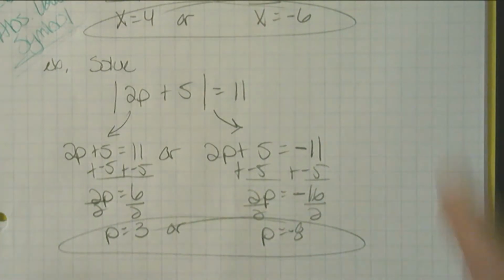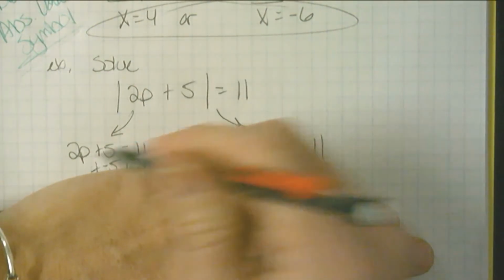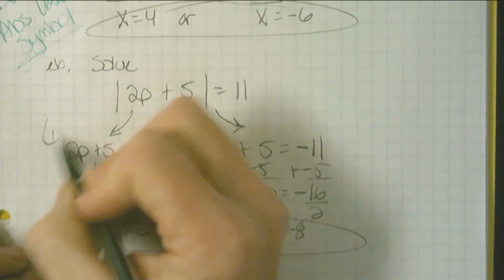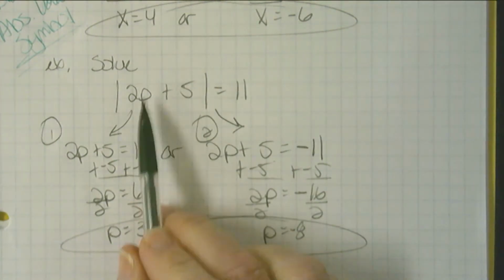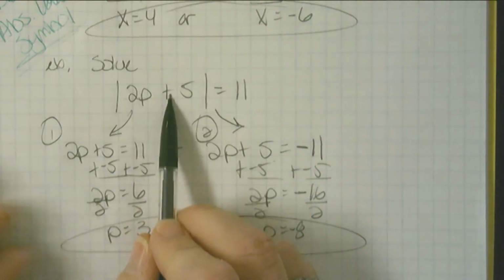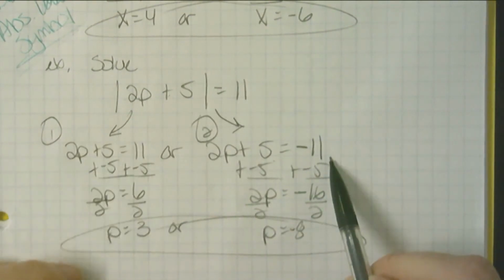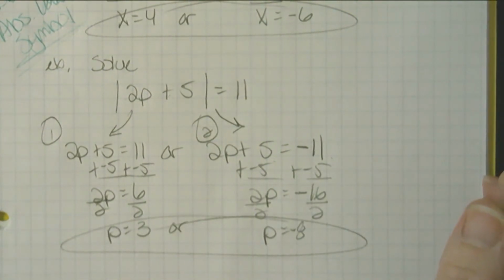All right, remember, I'm setting up two different equations because I split that absolute value into its two options. Here is option 1, here is option 2. That 2p plus 5, the expression in the absolute value, has to equal 11, or that 2p plus 5 has to equal negative 11. And I'm solving each of those two individually to get the solutions. Questions on that?